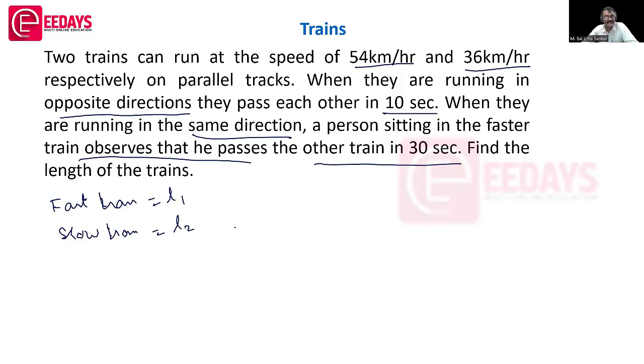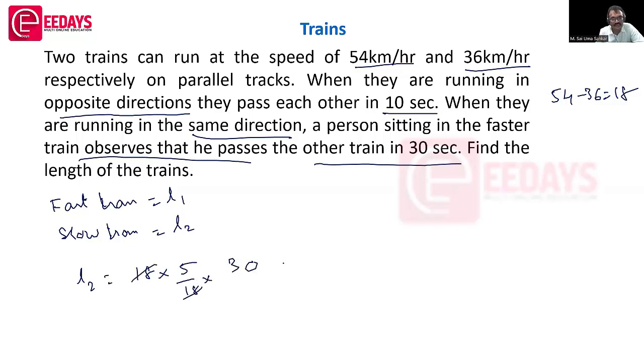Here, the person in the fast train crossed the slow-moving train, so L2 is equal to, both are in the same direction, so the difference of the speeds. What is the difference of the speeds? 54 minus 36, that is equal to 18. So 18 kilometers per hour into meters per second, 5 by 18, into how many seconds? 30 seconds. So this is equal to 150 meters.